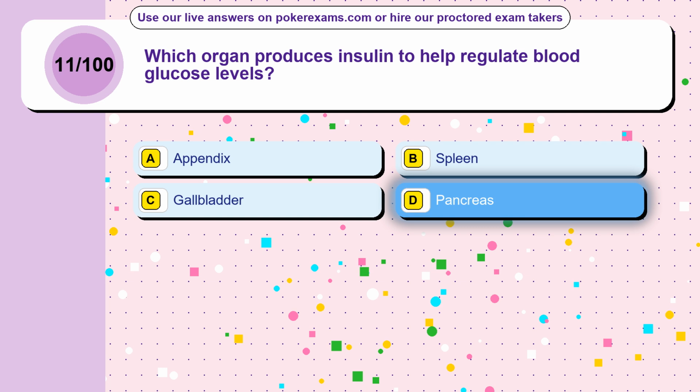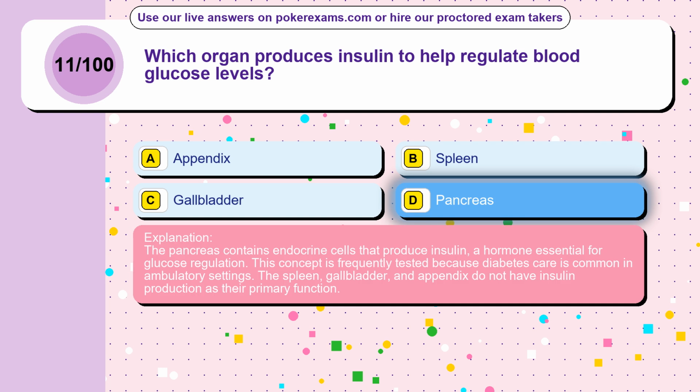Pancreas. The pancreas contains endocrine cells that produce insulin, a hormone essential for glucose regulation. This concept is frequently tested because diabetes care is common in ambulatory settings. The spleen, gallbladder, and appendix do not have insulin production as their primary function.